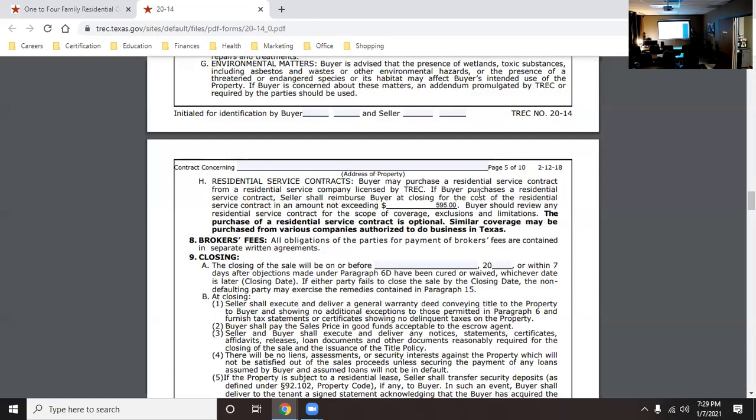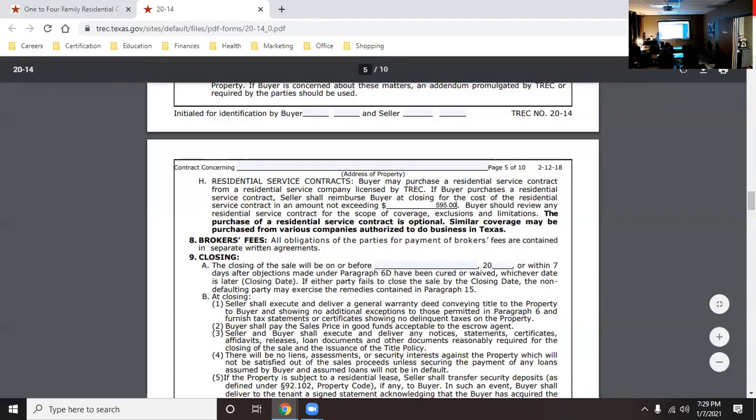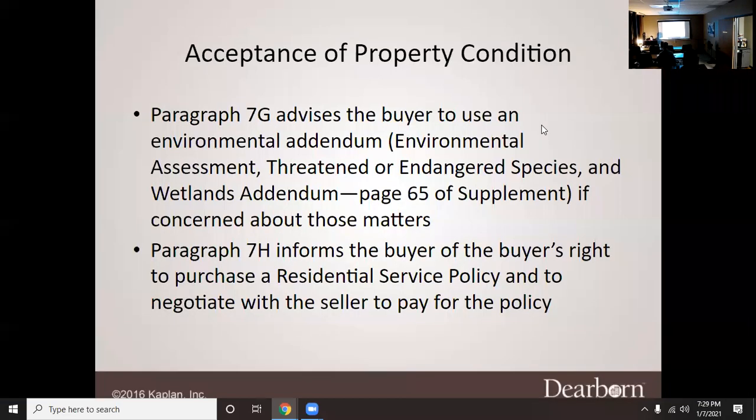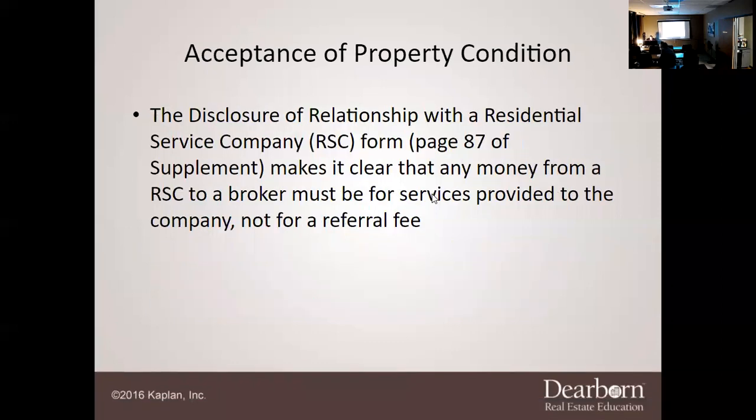We want to try to make certain in these situations that there's discussions, but this does end up limiting that issue. Okay, now another thing that we want to talk about in this situation is acceptance of the property condition.